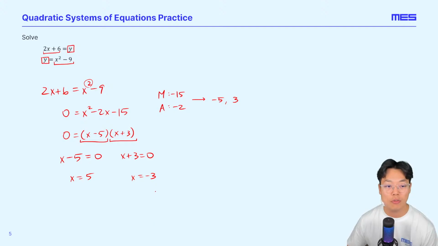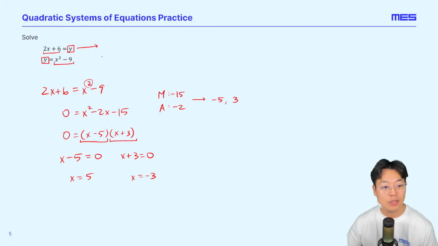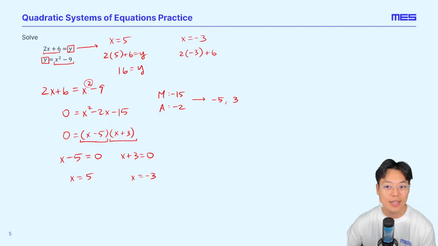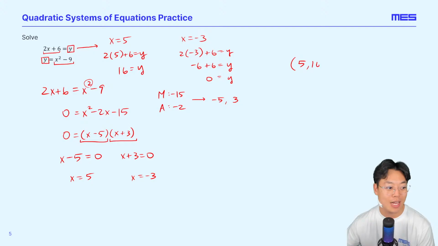So we have x equals 5 and x equals negative 3. I am now going to solve for y. I'm going to choose to work with the first equation because it's a linear equation, less likelihood of making mistakes here. I'm going to plug in x equals 5 and x equals negative 3. I get 2 times 5 plus 6 is equal to y. y is equal to 16. When I plug in negative 3, I get negative 6 plus 6 is 0. So I have my 2 points, 5 comma 16 and negative 3 comma 0.